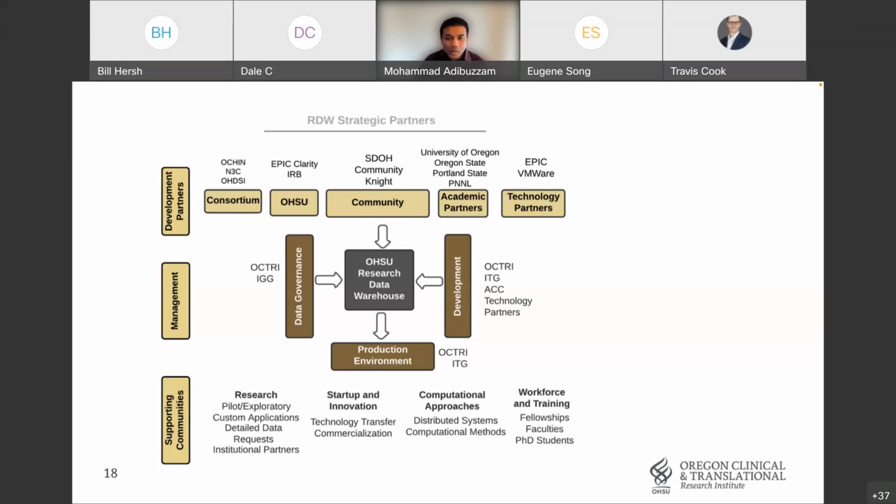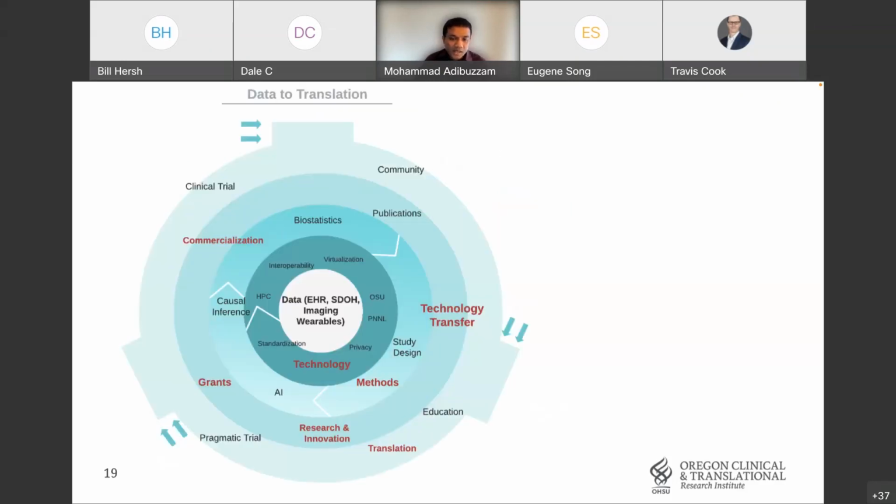So to achieve that, the big idea is that data, EHR, social determinants of health, imaging, wearables, would be at the heart of what we do at the informatics program. And the technological solutions, that is the informatics systems, maintain the data in a way so that it would support privacy, standardization, and interoperability. We want to develop that in a way so that it becomes a vehicle for partnership and innovation as well.